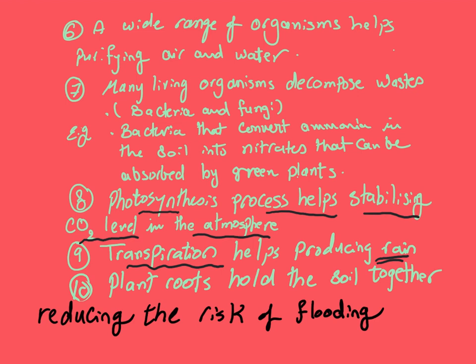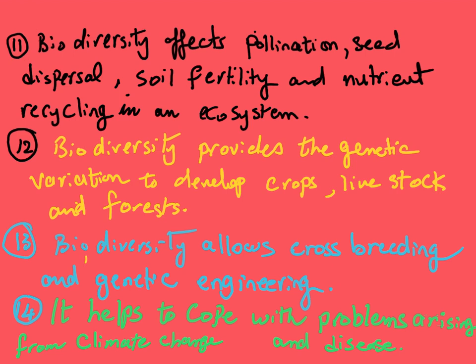Plant roots hold the soil together. So plant roots, long roots of the plants, branched roots, or the roots that are occupied by some mycelium fungus, make a very branching system which helps to hold the soil particles together, and here it will reduce the risk of flooding. Biodiversity also affects pollination, seed dispersal, soil fertility, and the nutrient recycling in the ecosystem.